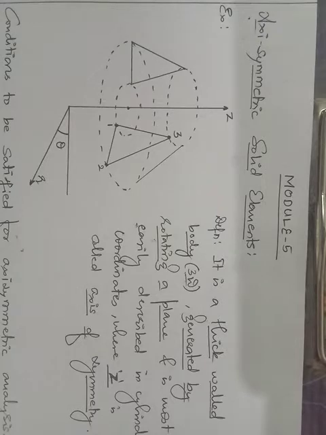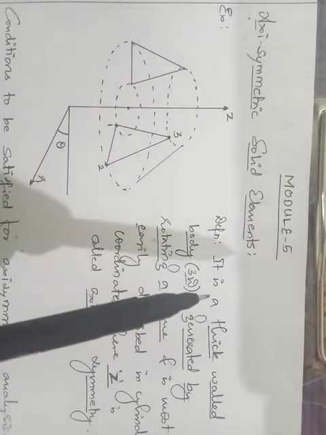In today's session, we will be dealing with module number 5, Finite Element Analysis 17ME61. In module number 5, first we need to know what is an axisymmetric solid element. I have drawn an example. There are many of this kind, and the elements may be of different shapes. Here I have given you the definition of an axisymmetric solid element.